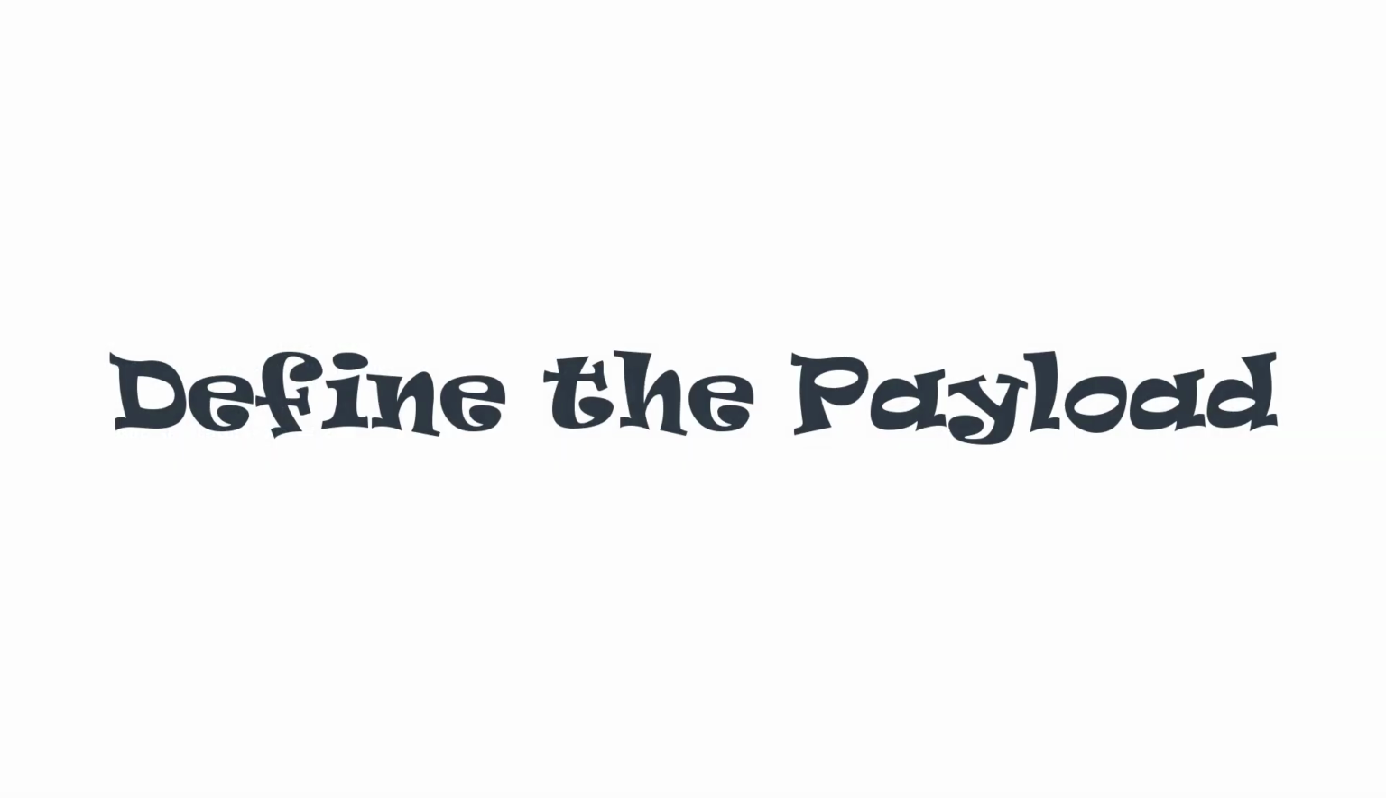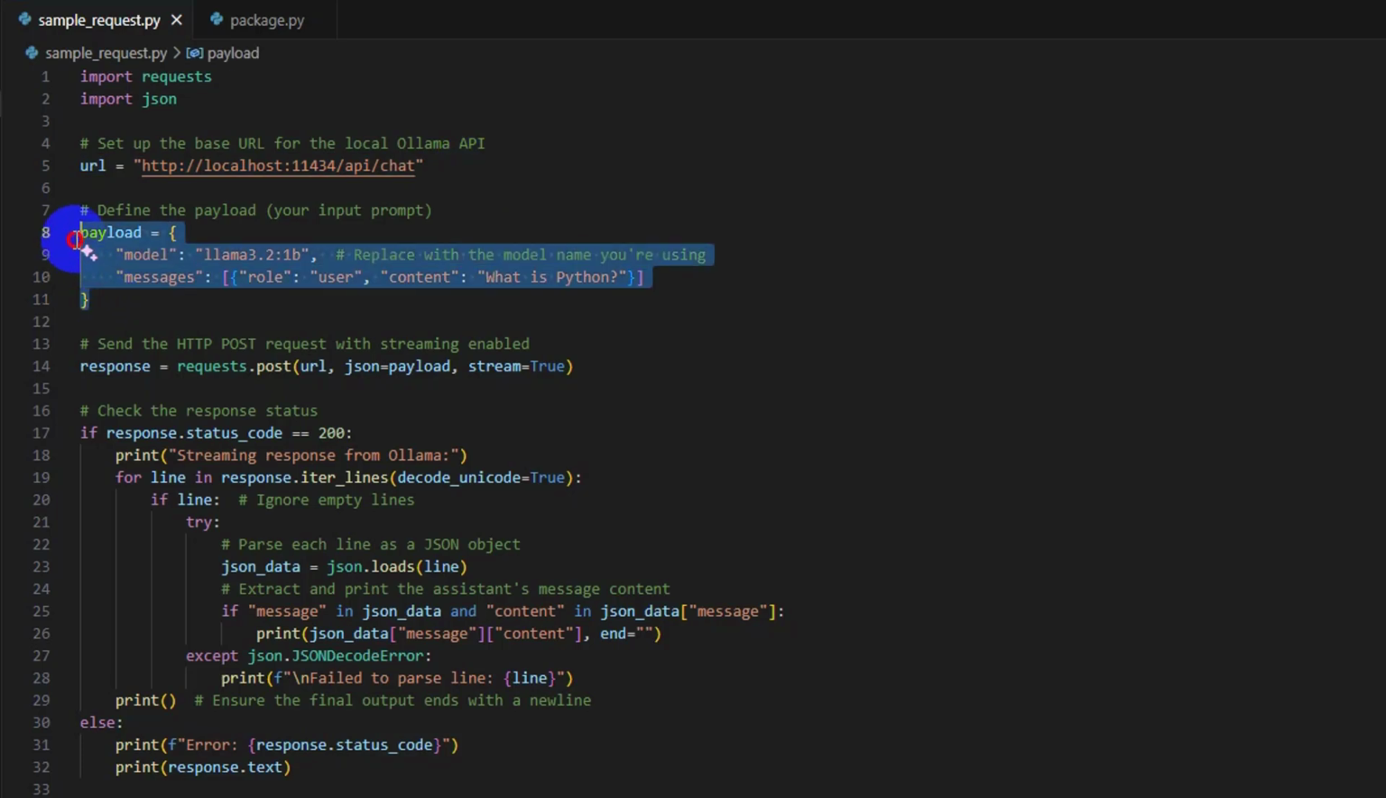Section 4. Define the payload. Now we define the payload, which is the data we'll send in the request. Model specifies the model you want to run. It must be pulled in advance using ollama pull.